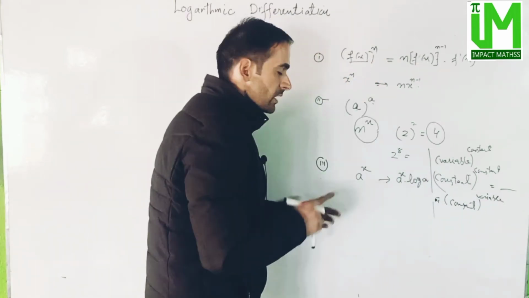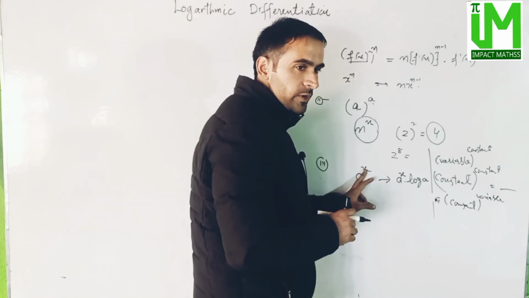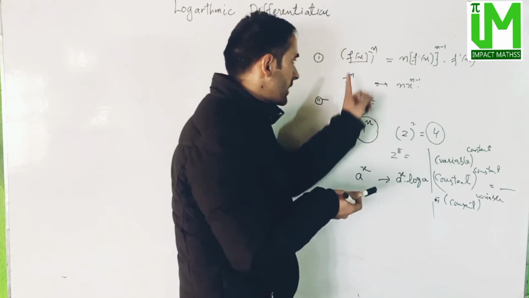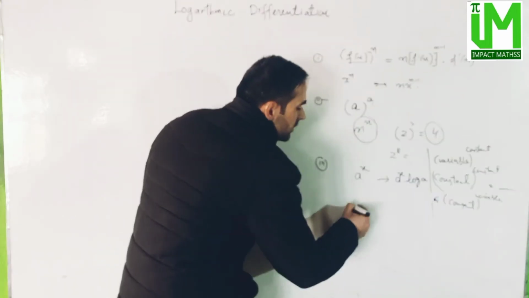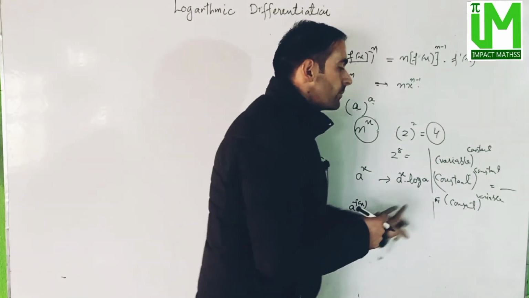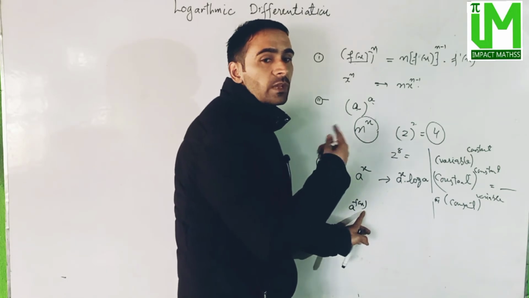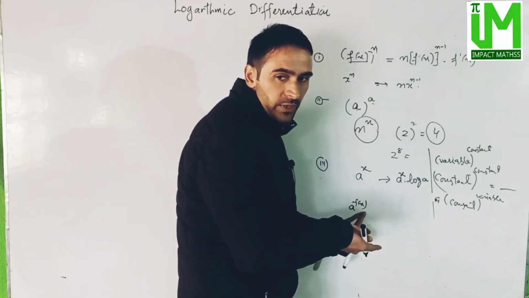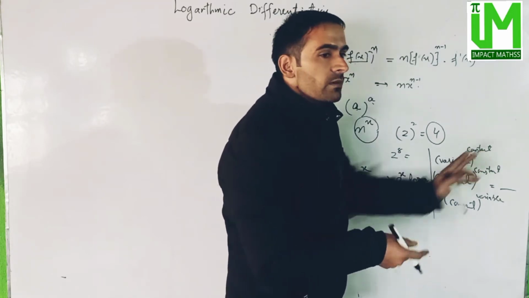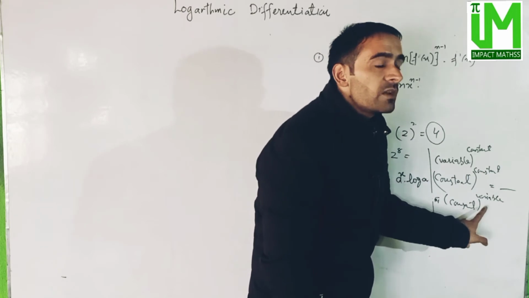So in this case we have a raised to power x, okay. Instead of x, it may be any other function, say f of x. So even it can be a raised to power f of x. The differentiation will be a raised to power f of x into log of the base, okay. So these are three cases: constant raised power constant, constant raised power variable.